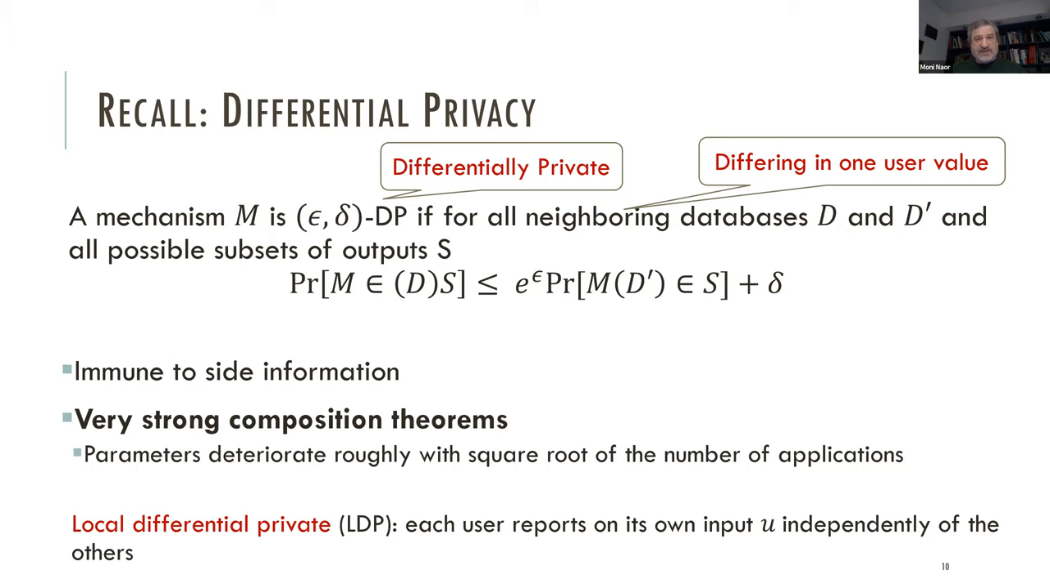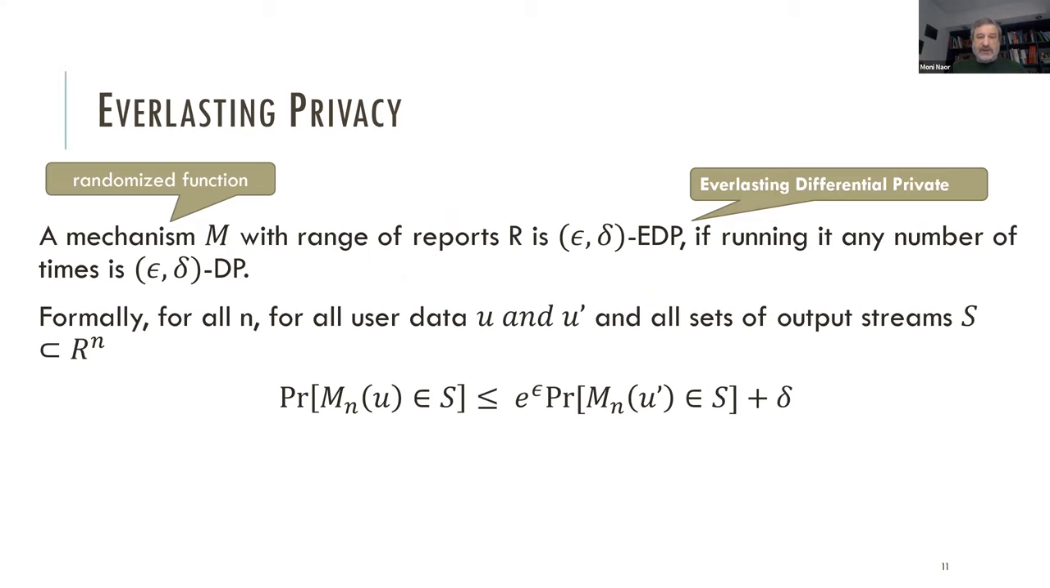Everlasting privacy: we say that a mechanism that reports in a range R is (epsilon, delta) everlasting differentially private if executing it N times, for any number of rounds N, still results in differential privacy. The total result is still differentially private. So no matter how many times you execute it, you're still going to get something which is differentially private. This is what we call everlasting privacy.